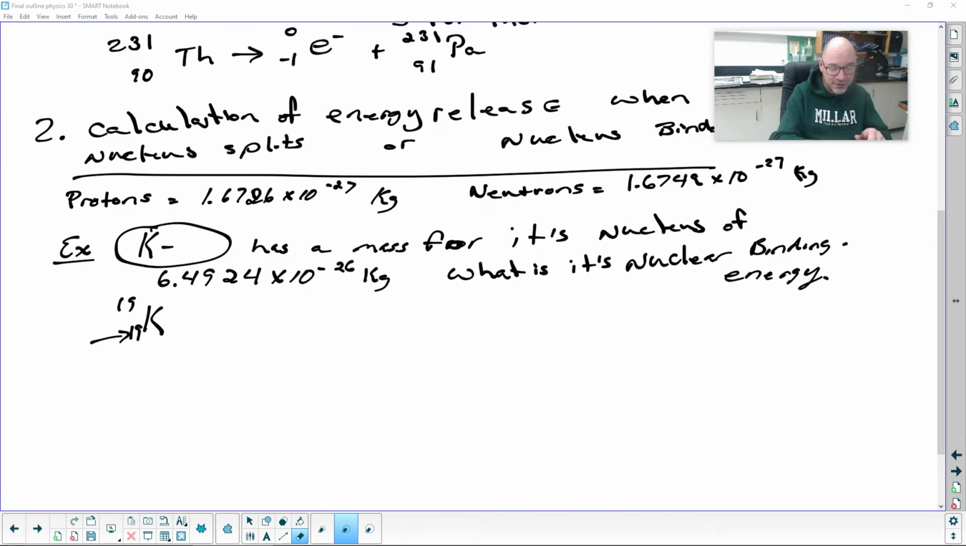We could do K19 on its own, but typically, I don't know why I thought K19 was a good idea. Let's do K39. We'll do one more: nuclear binding energy, nuclear mass.